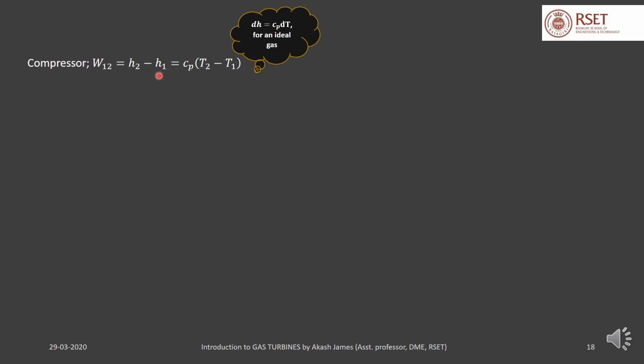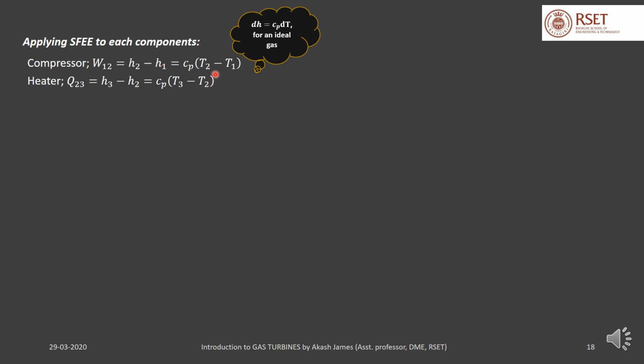We have obtained the compressor work input during the process 1 to 2 per unit mass, that is W12, as a change in enthalpy during that process. It can also be written as specific heat times a change in temperature, because we assume that the working fluid is an ideal gas and hence obeys the relation dH is equal to Cp times dT. Since the specific heat is assumed to be constant, when you integrate this equation, you get delta H is equal to Cp times delta T.